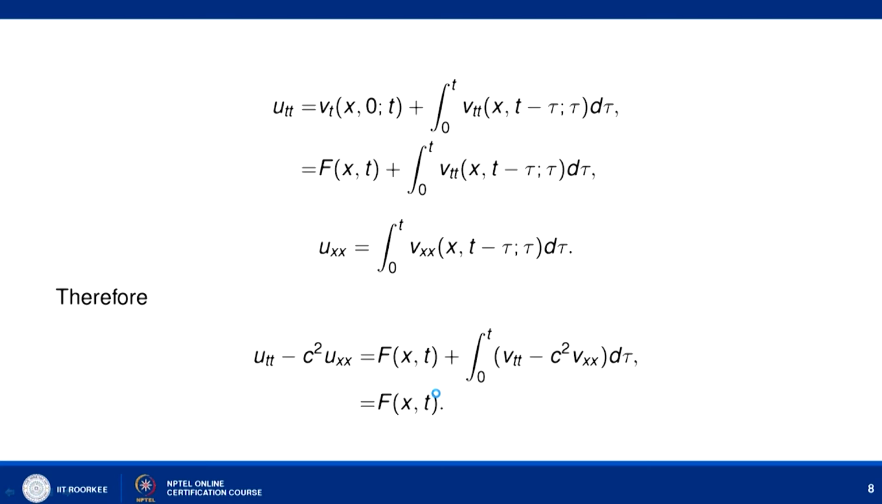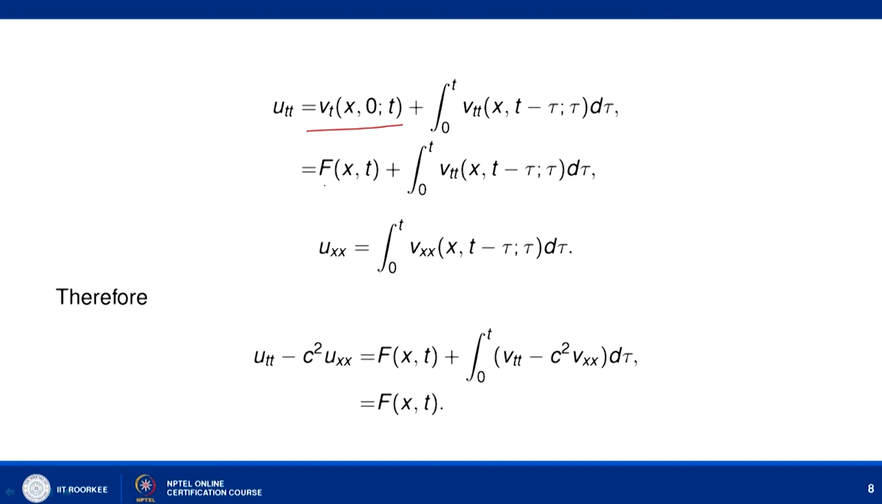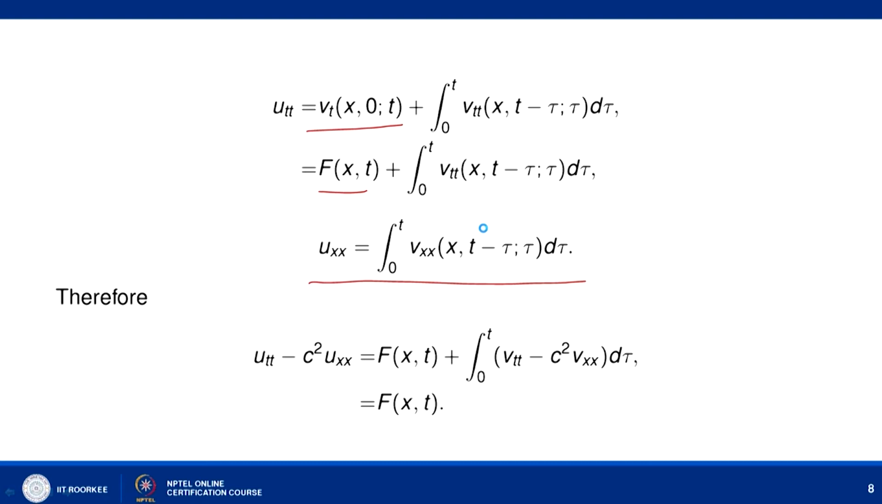Again differentiating one more time, u_tt is equal to v_t(x, 0; t) plus the integral from 0 to t of v_tt(x, t minus tau; tau) d tau. Now, the value v_t(x, 0; tau) is again given here: v_t(x, 0; tau) is f(x, tau) at t equal to tau. So, v_t(x, 0; t) is f(x, t). Using this we can write f(x, t) plus the integral from 0 to t of v_tt(x, t minus tau; tau) d tau. Now, we already know that if u is given by this, then we can find u_xx by simply differentiating with respect to x, and u_xx is equal to the integral from 0 to t of v_xx(x, t minus tau; tau) d tau.